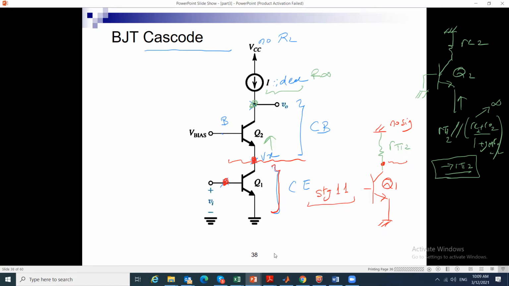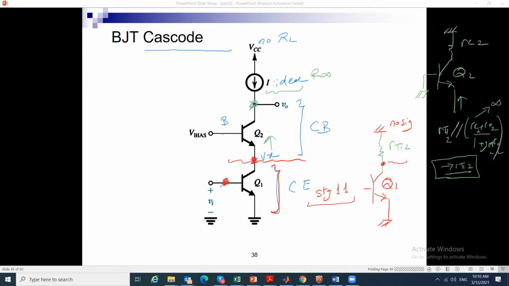Does anybody have any question? I'm doing this just to make sure that you know how to derive this, because it is more like a practice for the resistor sheets. Okay? Great.